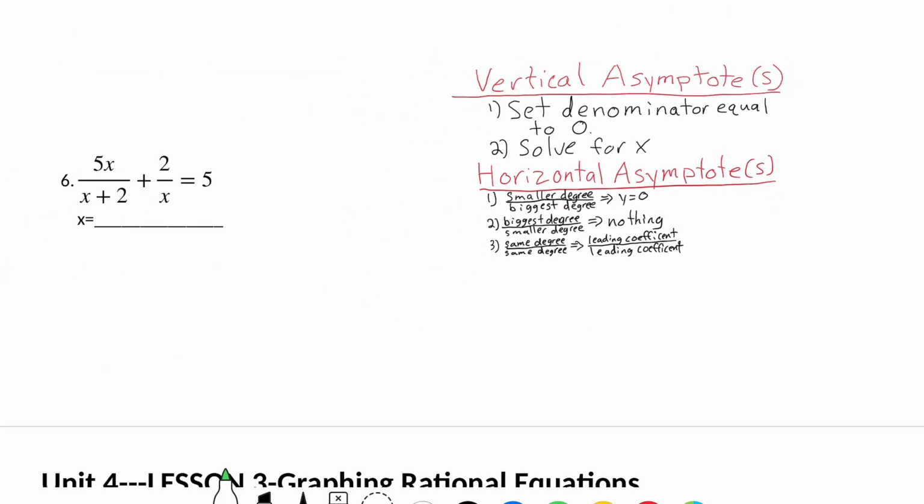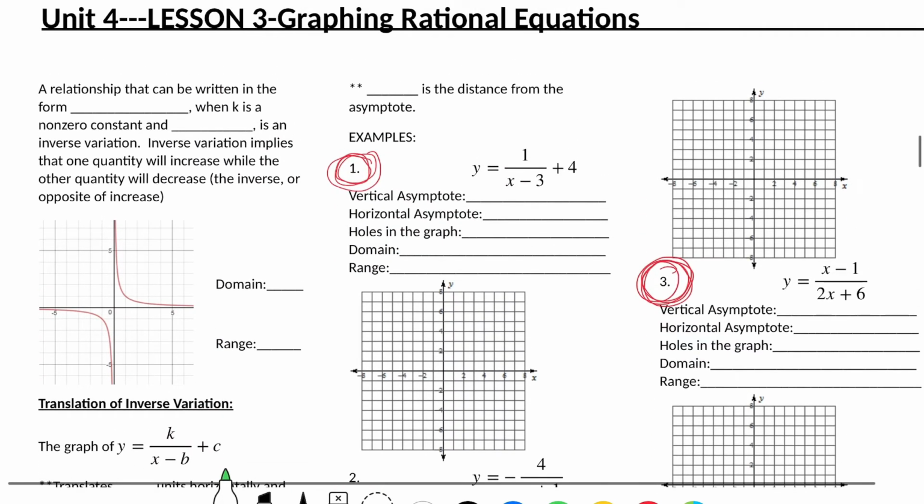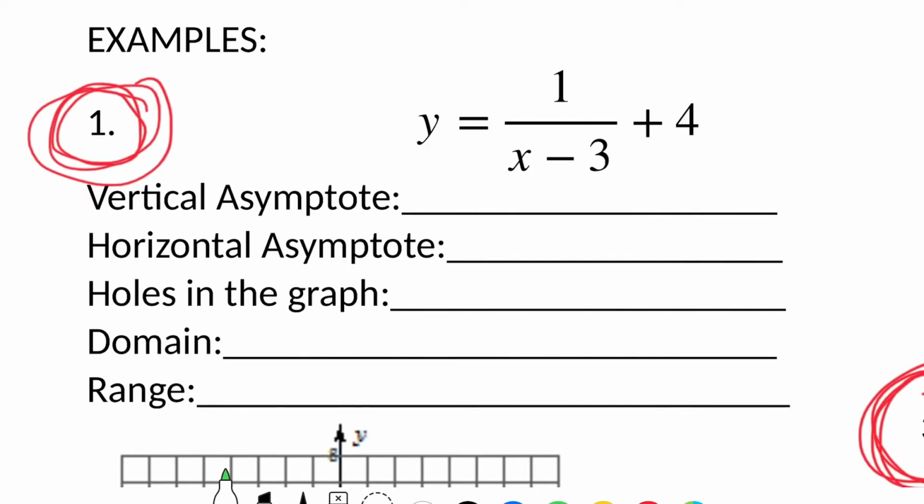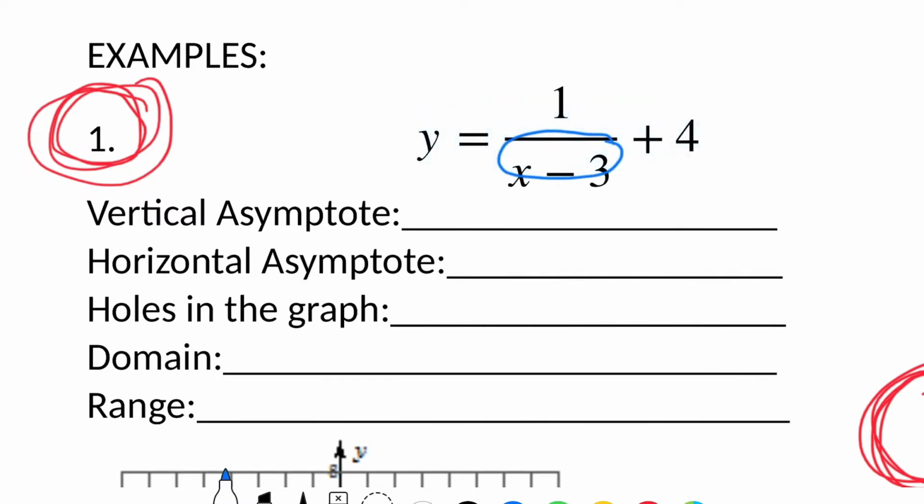Alright, so let's look at number 1 in lesson 3. So our vertical asymptote is only dealing with our denominator, which is x minus 3. So we want to look at x minus 3 equals 0. Well, solving for x, we're going to add 3 to get x by itself. Negative 3 plus 3 is 0, and 0 plus 3 is 3. So that is giving us our vertical asymptote.